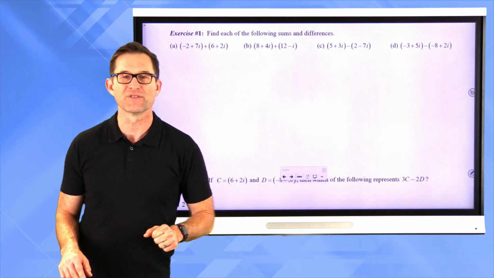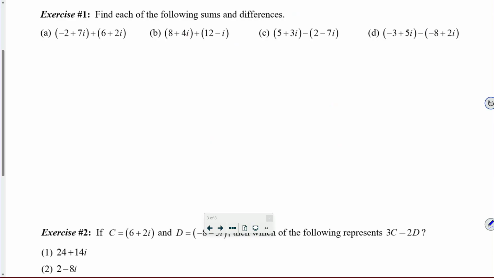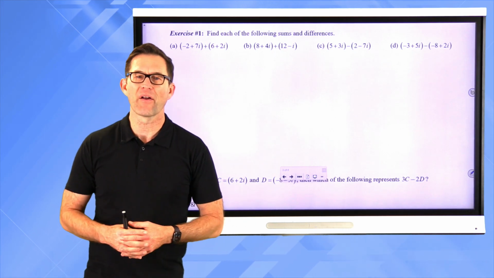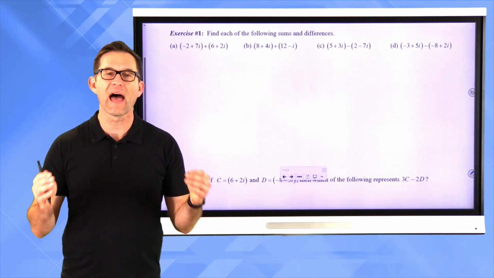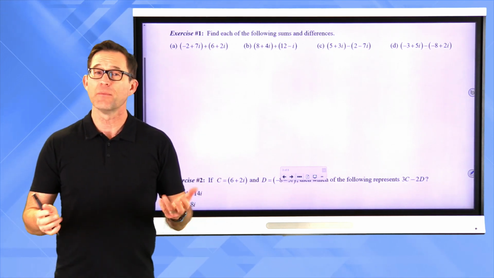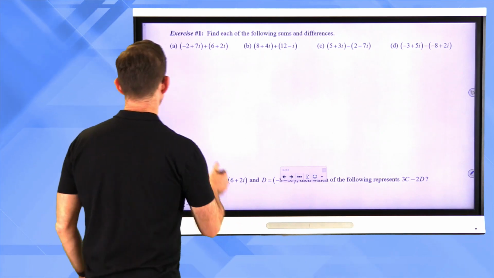Let's take a look at exercise number 1. Find each of the following sums and differences. Letter A, -2 plus 7i plus 6 plus 2i. The beautiful thing about adding and subtracting complex numbers is that it works exactly the way you want it to. To begin with, let's take a look at letter A.